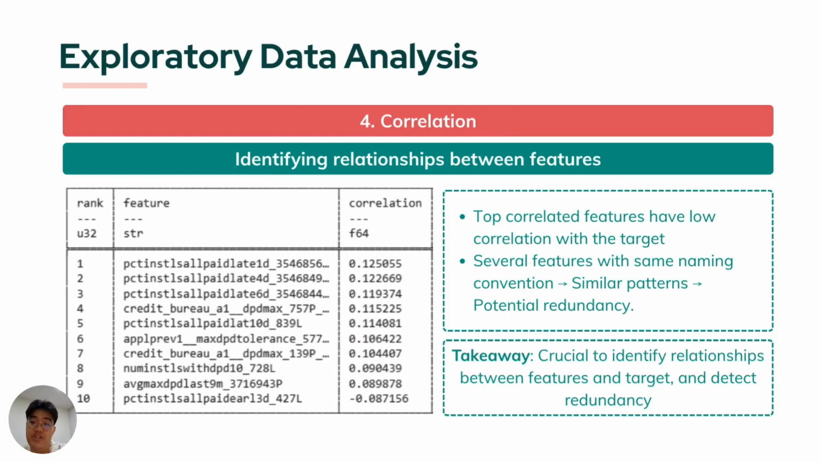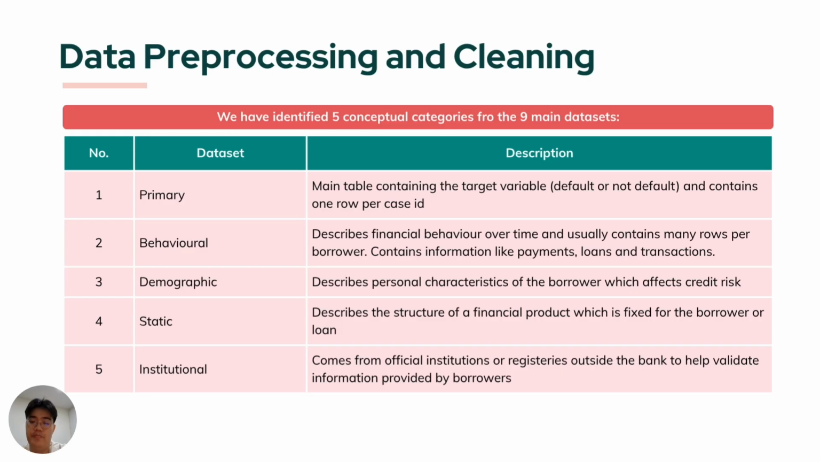Lastly, analyzing correlations between features helps us understand relationships and detect redundancy. From here, we see that the top features already show low correlation with the target, indicating limited individual predictive power. At the same time, similar naming conventions suggest redundancy, which is definitely detrimental as it can reduce model efficiency. Hence, this step is important to help us decide which features to retain or remove.